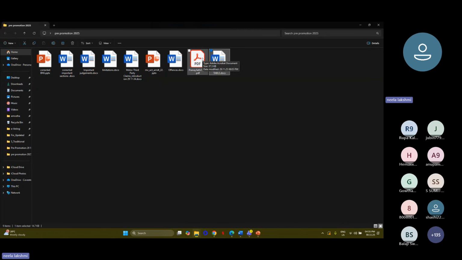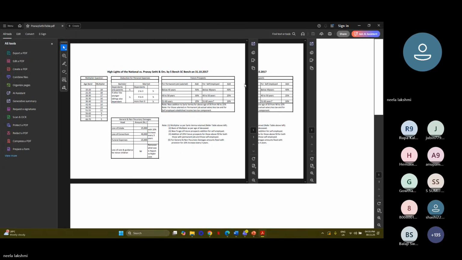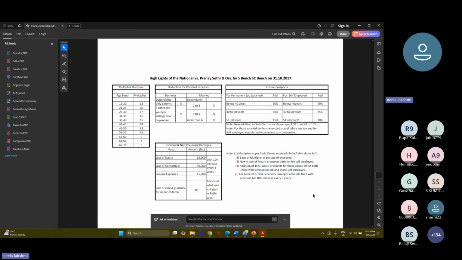This Pranay Sethi table also I have given you for your ready reference. The multiplier band, reduction towards personal expenses, future prospects, general and non-pecuniary damages, everything I have given here, for your easy learning and reference.